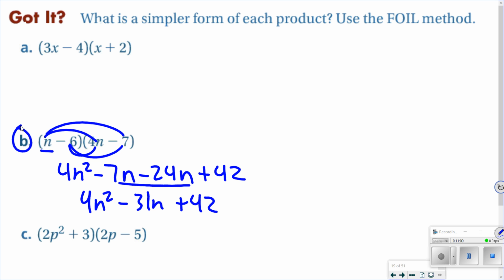Anyway, that's multiplying polynomials. That's going to be really important that we understand how to do that. Most of us do really well on that, but if we understand it really well, that will make it easier when we get to factoring, which is what we'll be doing next.